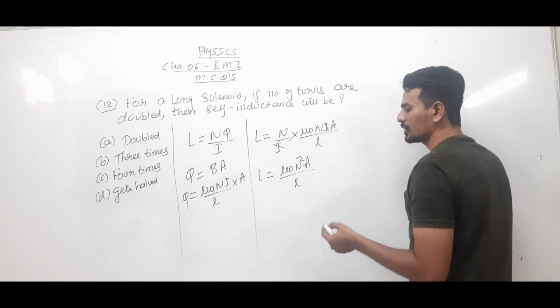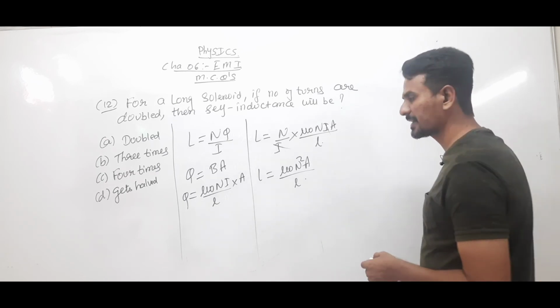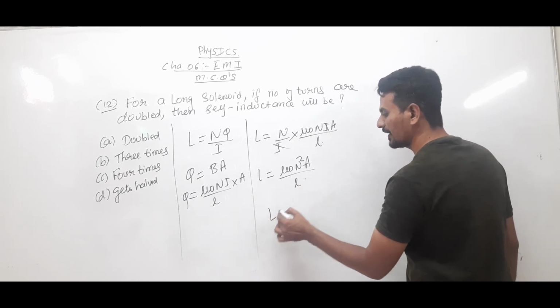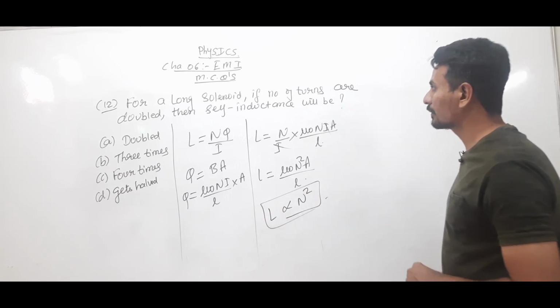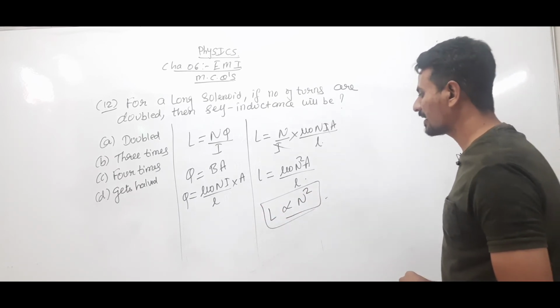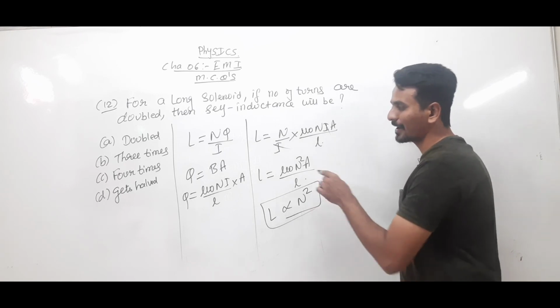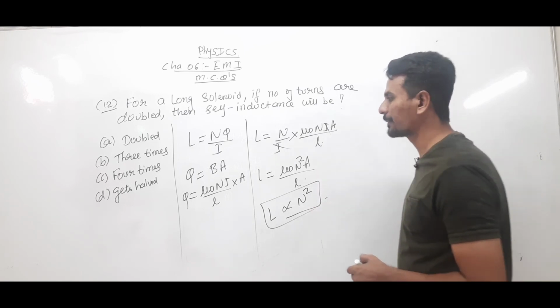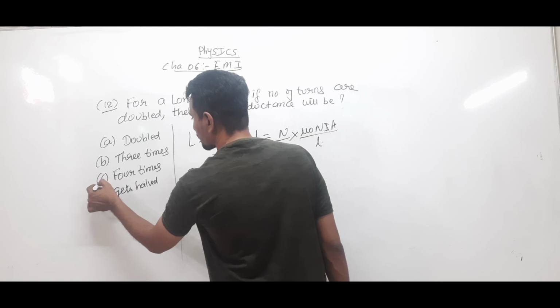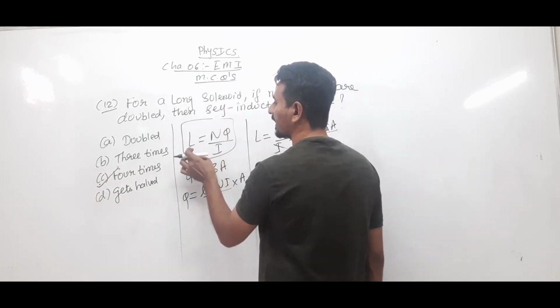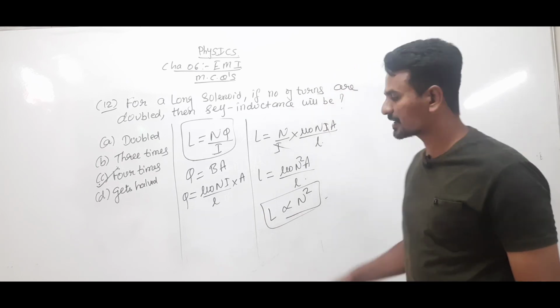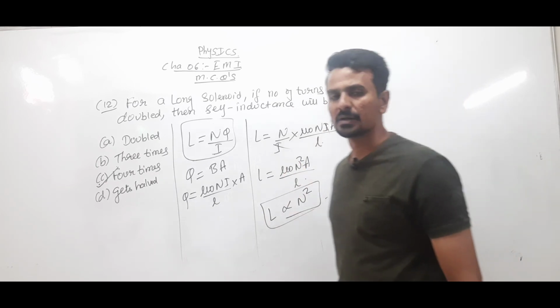If the cross-section area and length are taken as constant, then self-inductance is proportional to the square of the turns, N squared. So now if the turns are made double, then the self-inductance will be the square of 2, that is 4 times. So this is the correct option, 4 times, right? So from this formula, don't directly write it as L proportional to N. L is proportional to N squared for a solenoid.